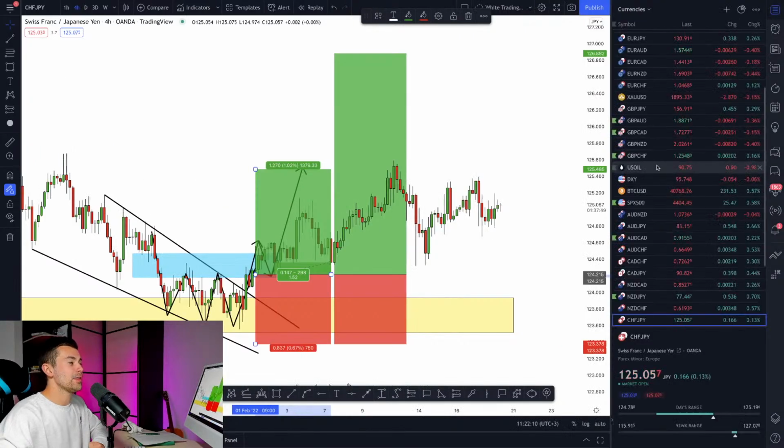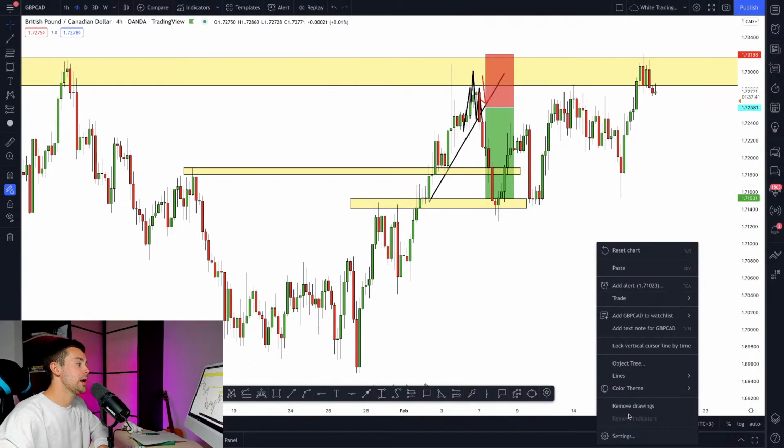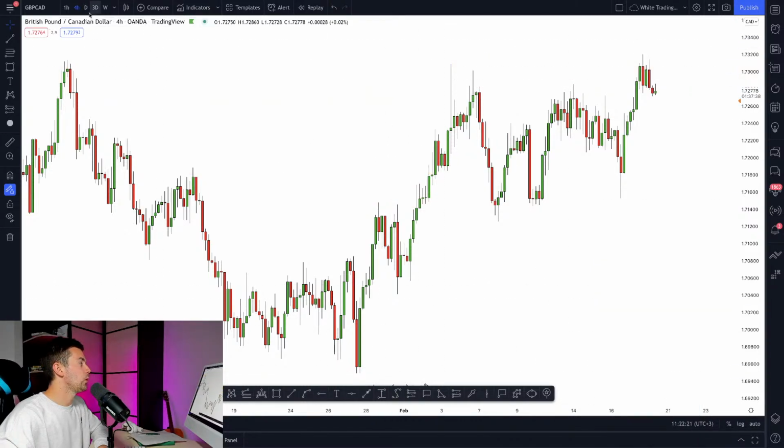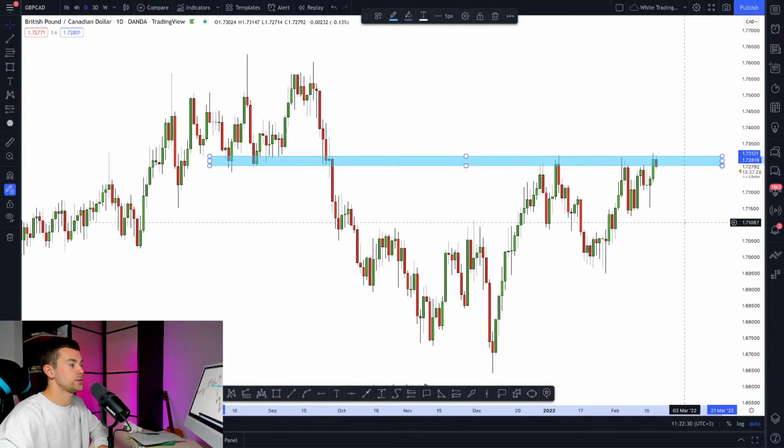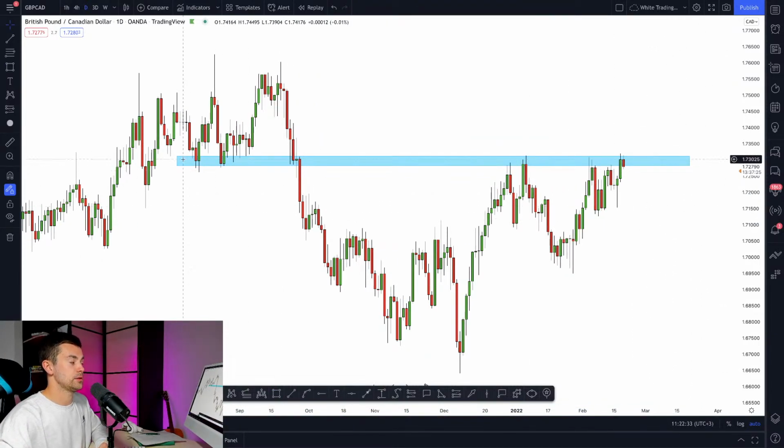Then I wanted to show you a very nice potential pullback trade on pound cat. On the pound cat pair, I spotted a key level. Here you can see that we have a strong horizontal key level, respected many times in the past. It was a very strong support. After the breakout, it turned into a very strong resistance. And we saw multiple strong reactions from the trend line. You can see that at the moment, the market is approaching the trend line again. So of course, we can look for a pullback trade from that.